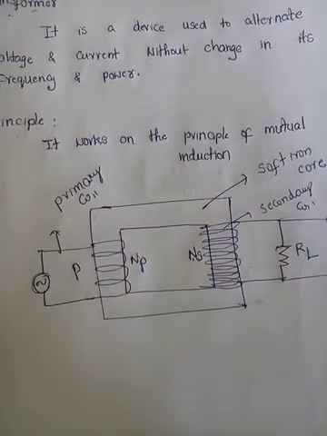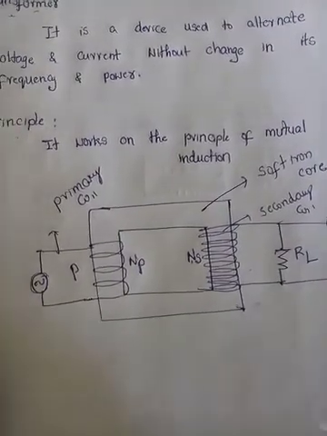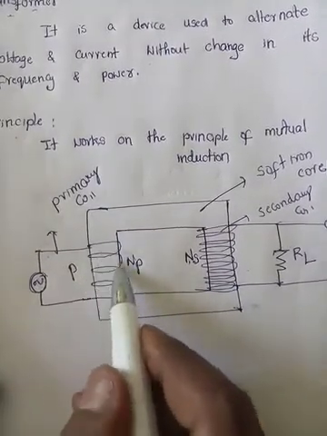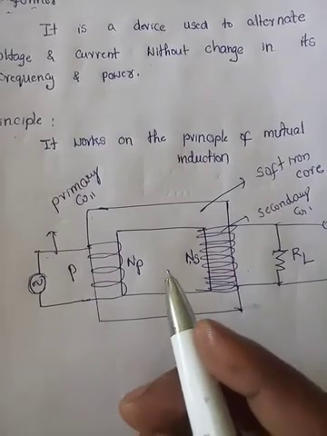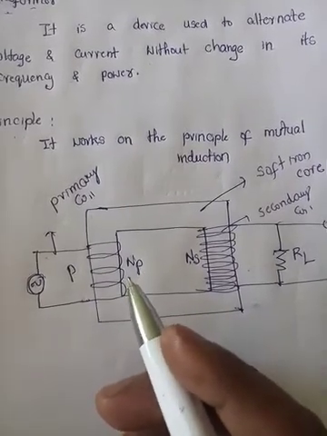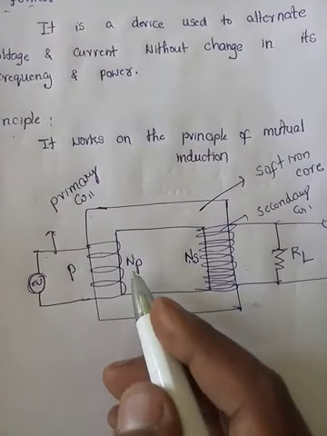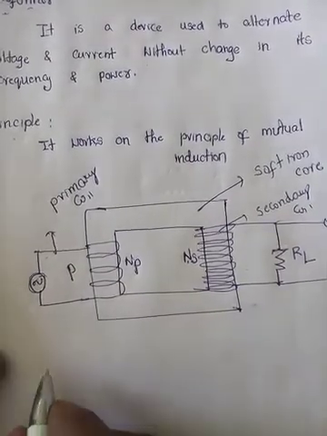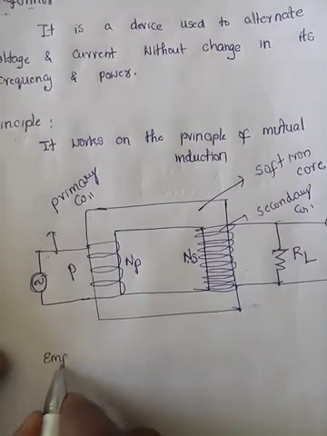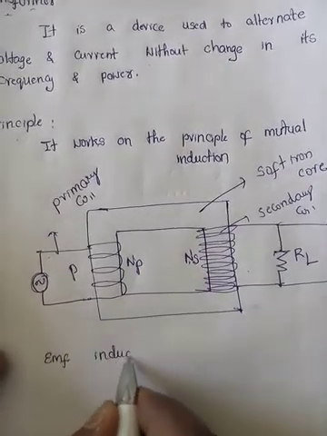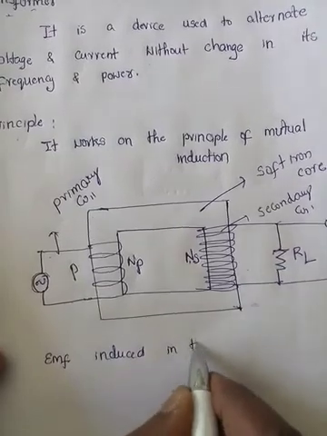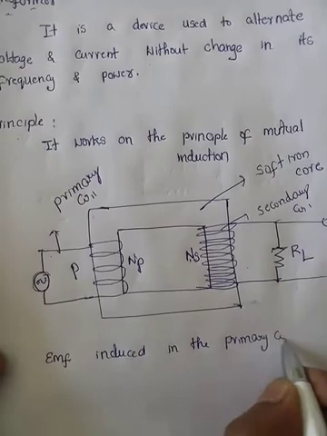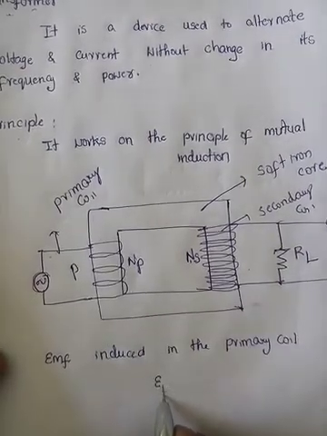Okay. So, what happens? As we know, when alternating current is given to an inductor, what happens, ma? It causes a change in current as well as a change in flux. Finally, it induces EMF. What is the EMF induced here? The EMF induced in the primary coil, that is E suffix P.